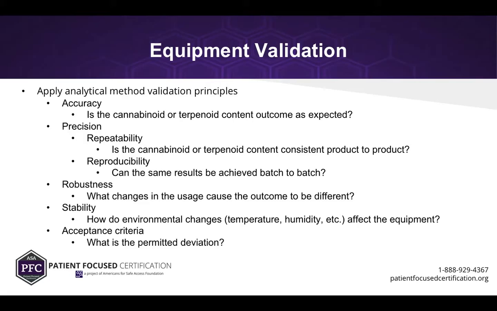You also want to determine the stability: how do changes in your environment affect it? For instance, if you work somewhere where there's fluctuations in temperature, does it snow? Does it get really hot in the summer? Is it really humid? How do those changes affect the equipment? And also, what is your acceptance criteria? If the temperature outside is too hot and it affects your equipment inside, what is the permitted deviation that you can have? How do you determine if you need to adjust your equipment or adjust your method? What is acceptable and what is not?